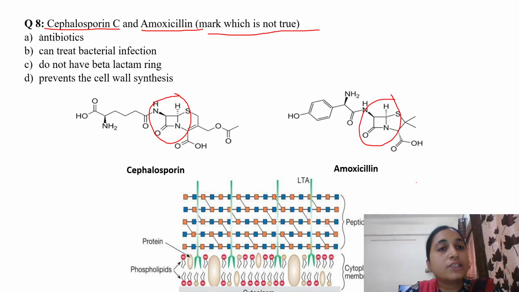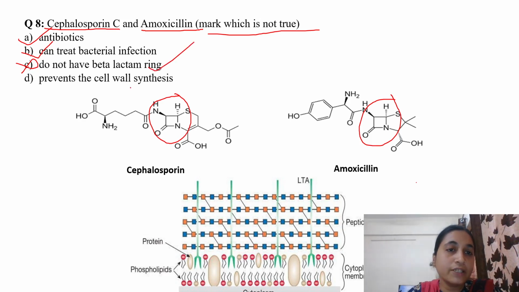So now come to the options. Cephalosporin C and amoxicillin: mark which is not true. Yes, these antibiotics can treat bacterial infections, because once they bind, they will not allow cell wall synthesis. So of course it will stop the bacterial infection. So this option is correct. Now option C: do not have the beta lactam ring. Yes, both are having a beta lactam ring, as I showed in both antibiotics. So this is the one marked which is not true, so this is the answer. Yes, they prevent cell wall synthesis. So the answer will be C.